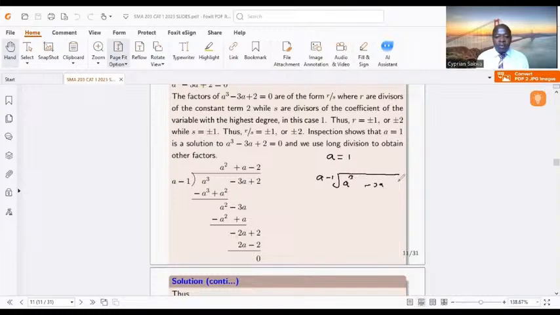a cubed, -3a, and then +2. Then I ask myself, how many times does a go into a cubed? And a squared will go there, because a squared times a will give me a cubed. And then a squared times -1 will give me -a squared. And as we do in long division, I subtract this from the one above. When I subtract, this becomes minus, and this becomes plus.